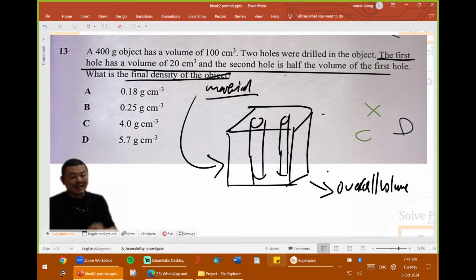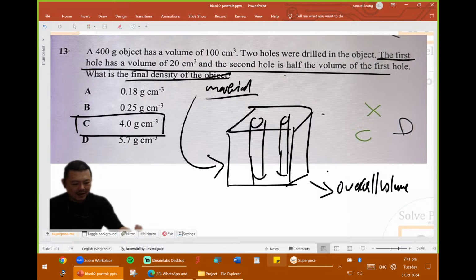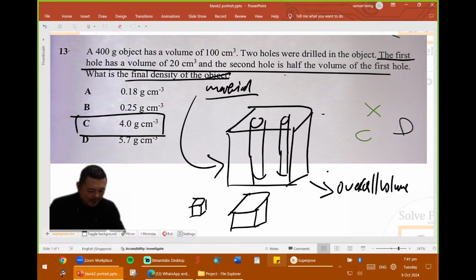Do you understand that even if you drill holes through, the density is still the same? You know what I'm saying? It's like if you have a small piece of iron versus a big piece of iron, but you don't shape it into some weird shape like a ship, right? Then the density is the same.